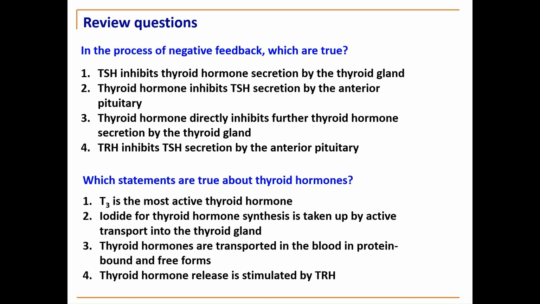Iodide for thyroid hormone synthesis is taken up by active transport into the thyroid gland. Yes, it is. We didn't actually cover that, but yes, it is taken up by active transport. Thyroid hormones are transported in the blood in protein-bound and free forms. Yes, that is also correct. So the thyroid hormones are lipophilic, so they are fat-liking. Therefore, just like steroid hormones, which are made from cholesterol, and fat-soluble drugs, they need to be carried bound to proteins, okay? The majority of it is protein-bound, and the free form is just that little bit that's floating around. That is the bit that can enter the tissues and have the effect that it's going to have.